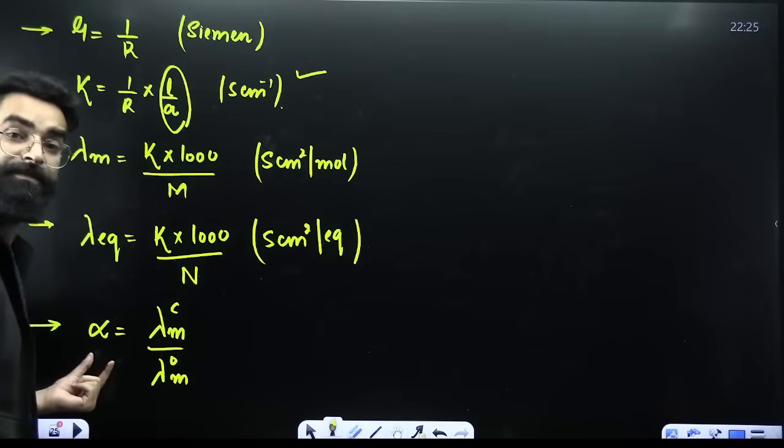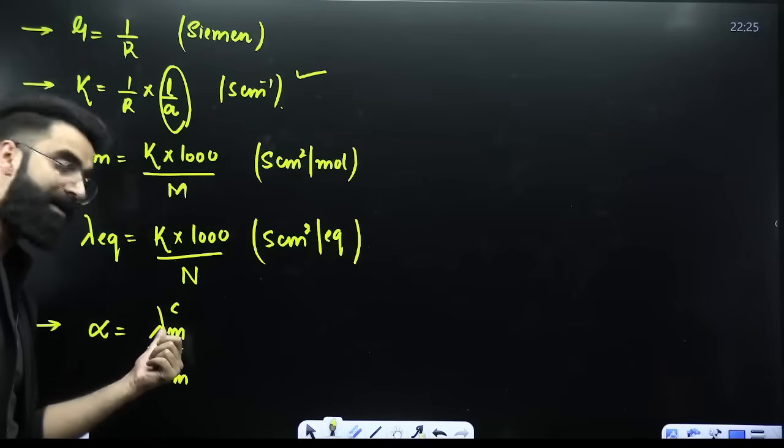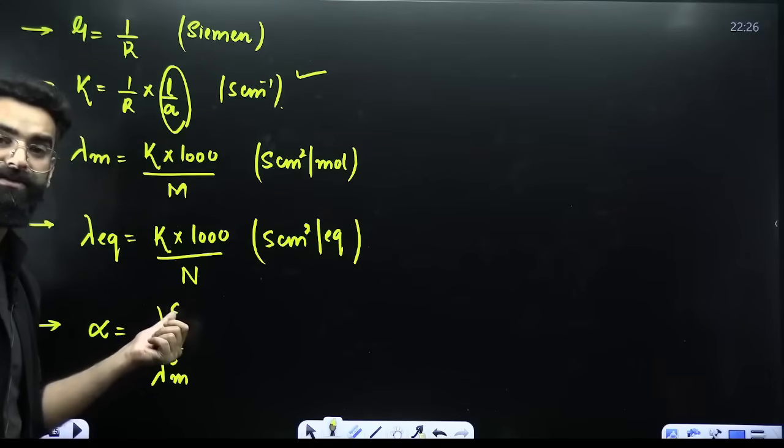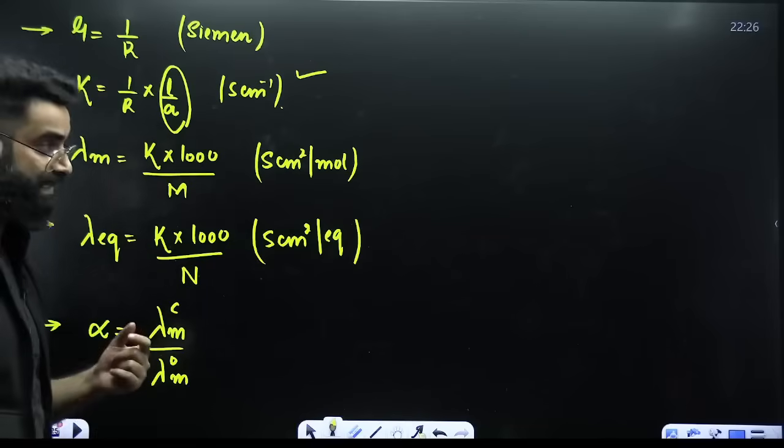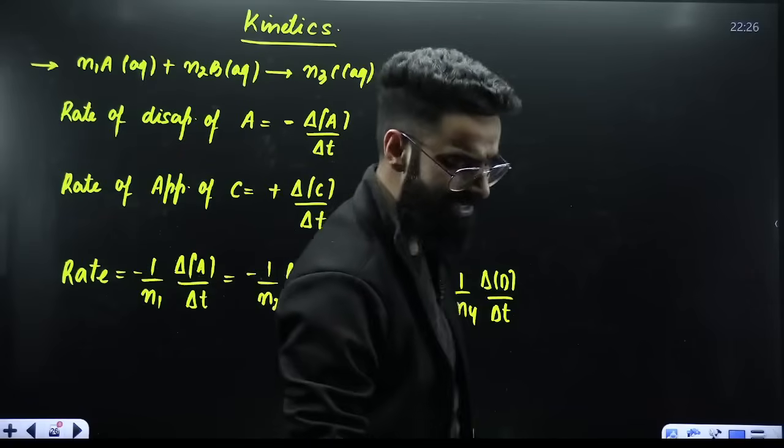Degree of dissociation of the weak electrolyte is equal to molar conductivity of the weak electrolyte at a given concentration divided by molar conductivity of the same weak electrolyte at infinite dilution. So these were few results which are related to your electrochemistry.